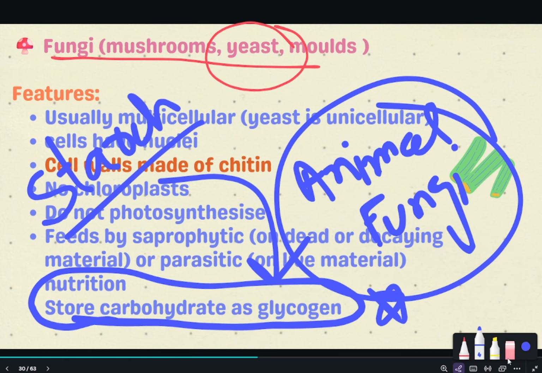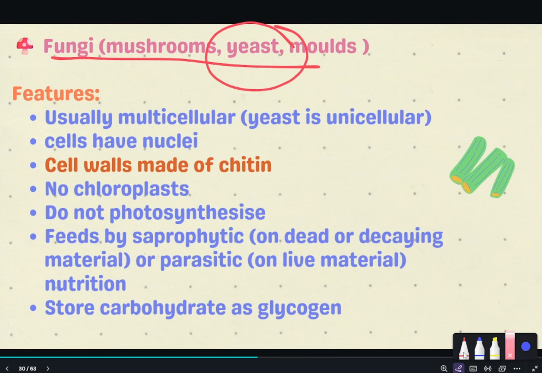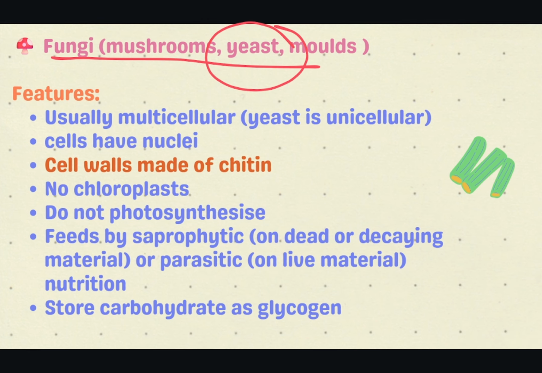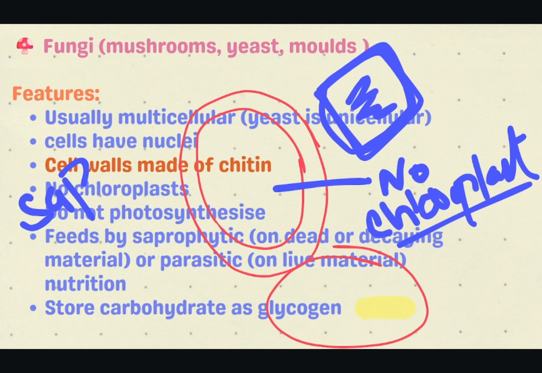So I'm going to go over once again what you guys need to remember. Important stuff: they have a cell wall just like plants, but unlike plants, their cell wall is made up of chitin, and they do not carry out photosynthesis because they do not have any chloroplast. So they're going to be feeding on food, and then they store their carbohydrates in the form of starch. That's all the features that you guys need to know about fungi, not more than this.